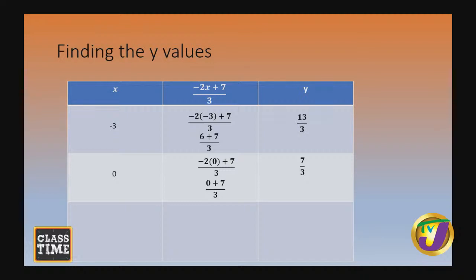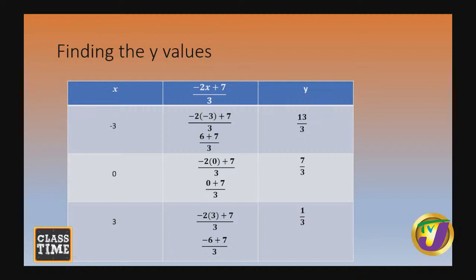So if I substitute positive 3 in the equation, that would be negative 2 multiplied by 3 plus 7, all divided by 3. That would be negative 6 plus 7, all divided by 3. And that would be 1/3. Now, notice, does it matter which values we use for x?